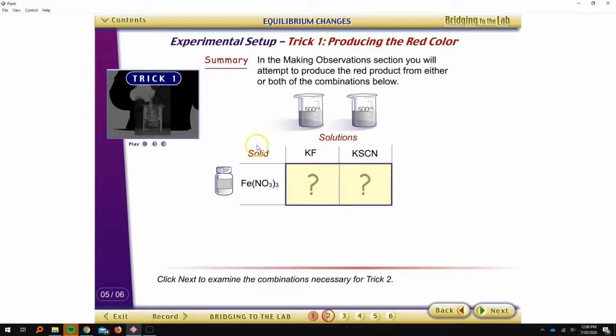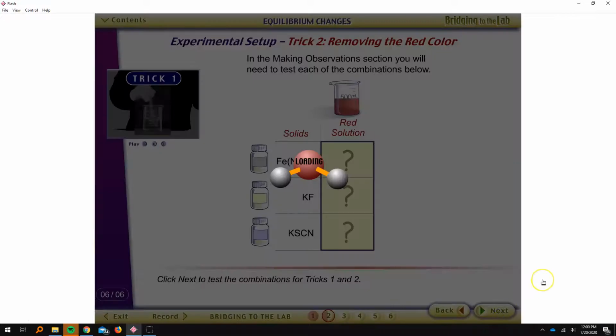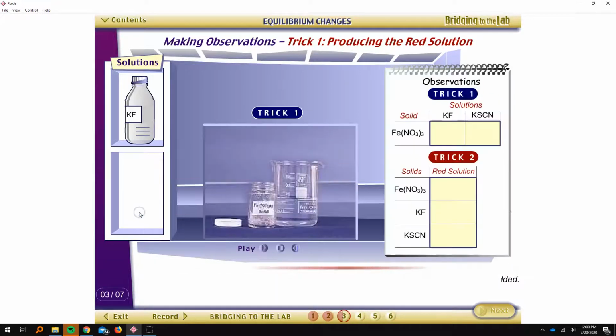So we have a solid, and we're throwing them into solutions. And then we have these solid possibilities going into this red solution. So we have to figure out what's going on. And I gave you observations for trick 1 and trick 2 in the data table. So we're going to try those now. Alright, trick 1. We're going to click on a solution to add the iron 3 nitrate to. So could it be this guy or could it be that guy?